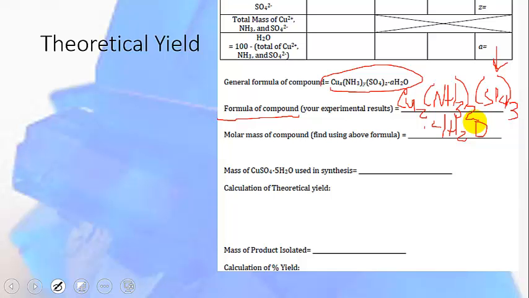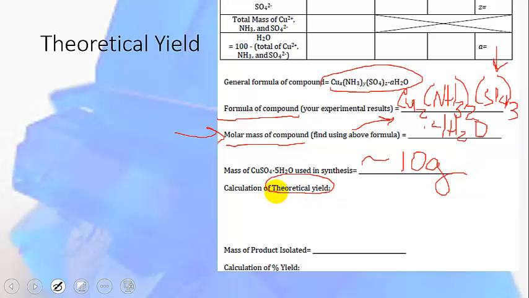Molar mass, okay, that's gram formula mass of the compound. So for your formula, you need to figure out the molar mass of the compound by just using the periodic table. And this will be a pretty large number. Mass of your copper sulfate pentahydrate used in the synthesis, that was the mass that was about 10 grams. Okay, so that was the initial mass of copper sulfate that you used in your synthesis. This is important because this is our starting number to calculate our theoretical yield.